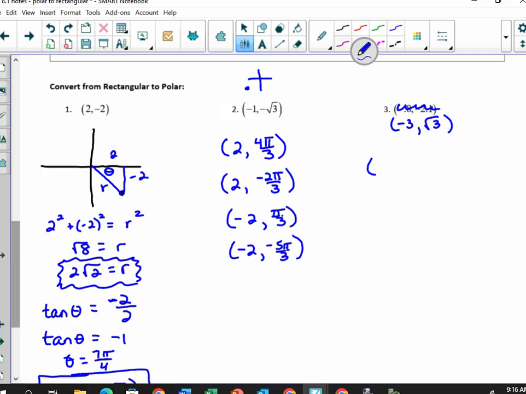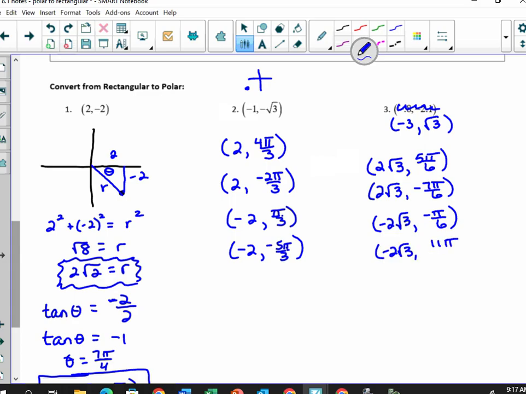What is R, guys? Oh wait, 2 root 3, yes. I was looking at the wrong one. And then this is a second quadrant angle, right? Okay, so what'd you use for theta? Theta, 5 pi over 6. Okay, or 2 root 3, negative what? Okay. What if I made it negative 2 root 3? Negative pi over 6, good. Or positive 11 pi over 6, okay?